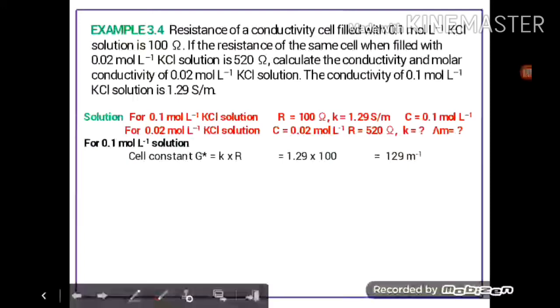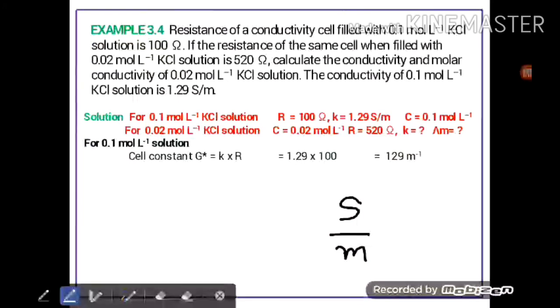Why 129 meter inverse? Because if you see their units, 1.29 is Siemens per meter, and the unit of resistance is ohm. And Siemens is equal to ohm inverse. So ohm inverse cancels, and the remaining thing is only meter inverse. So the unit of the cell constant is meter inverse.